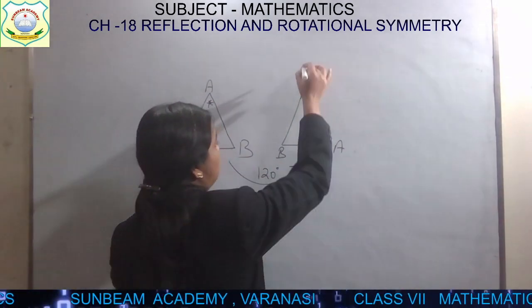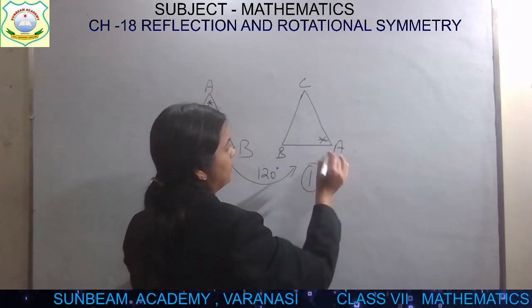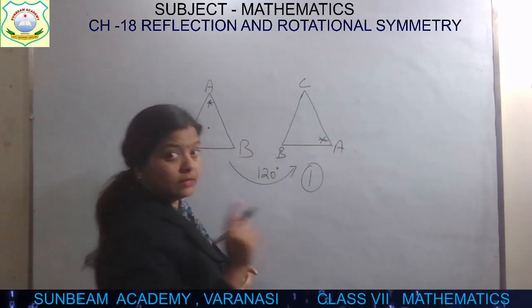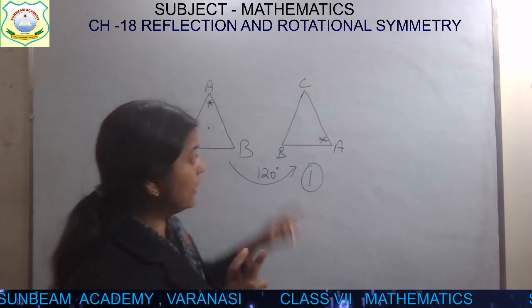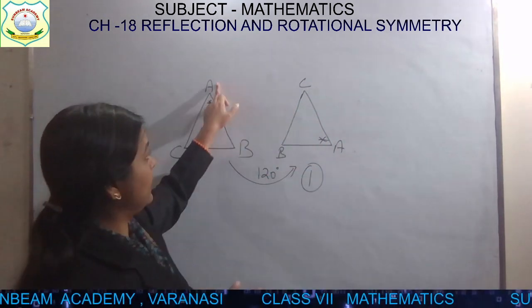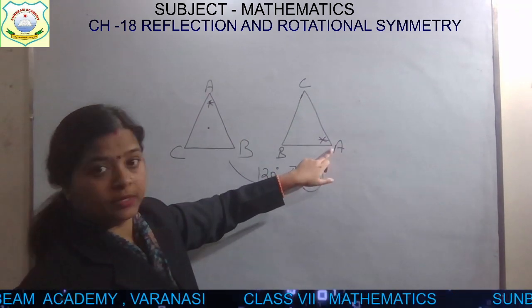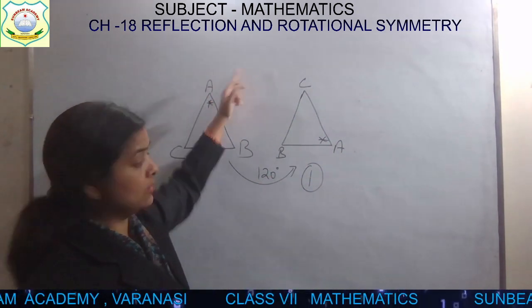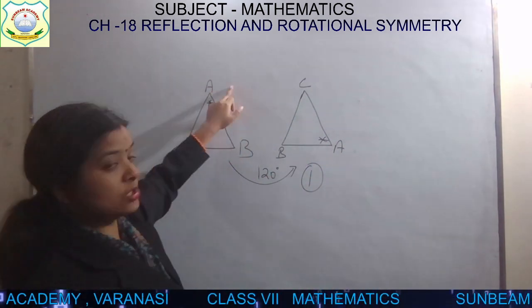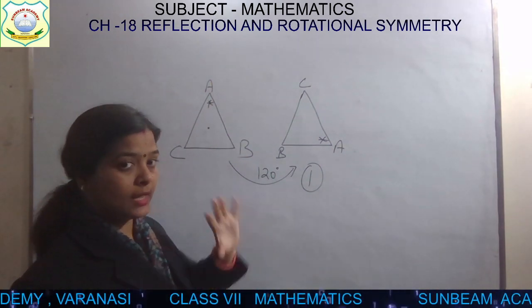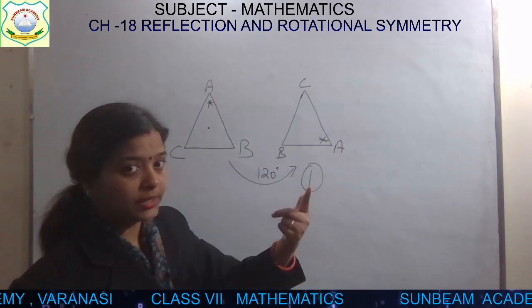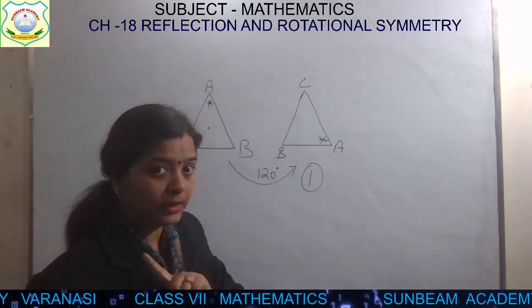So you have rotated it one time, then one complete rotation is still left. अभी भी एक complete rotation नहीं हुआ है. अभी A आपका सिर्फ यहीं तक पहुंचा है. A आपका यहाँ पहुंचा है. ठीक है. It's not coming to the original position. जब तक A आपका original position पे नहीं जाता है, it means it has not completed a complete rotation. एक बार घुमाने का जो rotation है, complete rotation, वो अभी पूरा नहीं हुआ है.